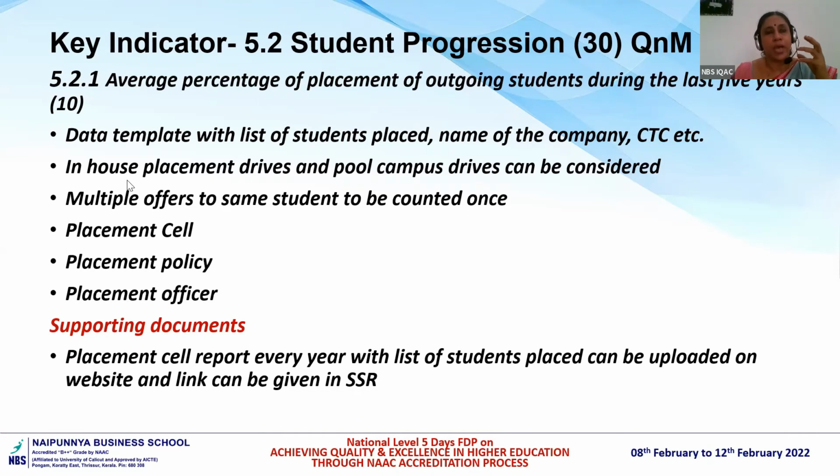Then you should have a placement file, as a supporting document for this criteria. You should have a placement cell, you should have a placement officer, and you should also have a placement policy, and the placement cell file also has to be maintained. Also, when you maintain this data template, you're giving a list of students, like 1, 2, 3, each student's name, the company he or she is working for, the CTC they are drawing, and the year of their study.